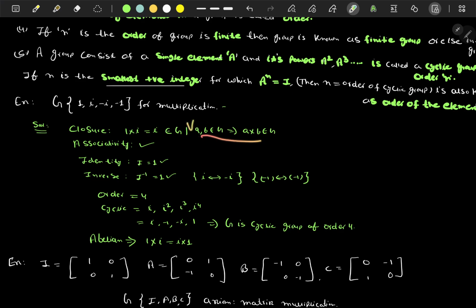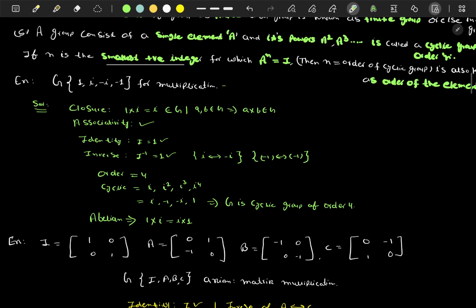So for all a, b element of G, a cross b element of G, so it is showing closure property. It is also showing associative property. Now for multiplication we know identity element exists, that is 1, meaning 1 cross iota equals iota cross 1 equals iota. And for inverse, we know for multiplication the inverse is 1.